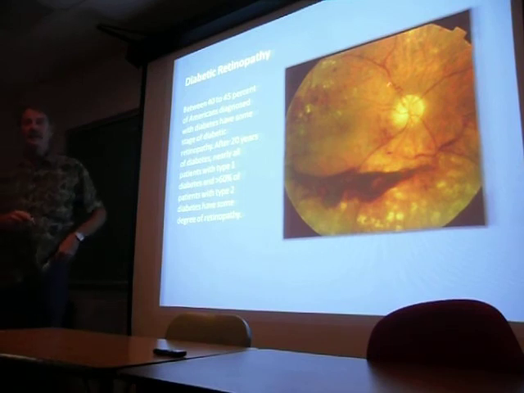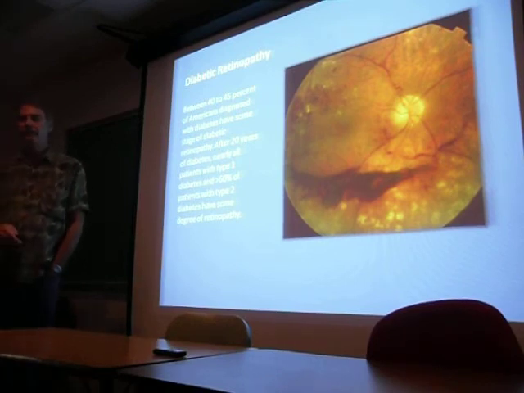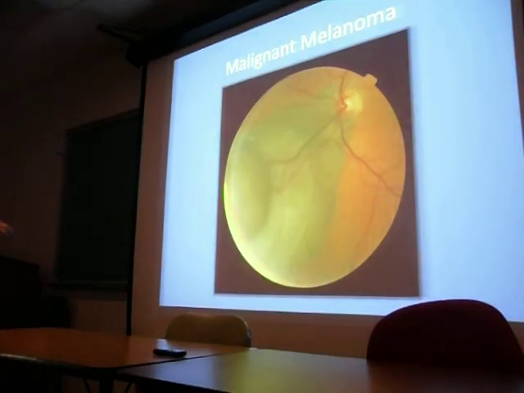This is diabetes. You can see little aneurysms in the arteries. This is probably a ruptured aneurysm that's bleeding underneath the retina. You see what are called cotton wool spots here. Basically, this is the number one cause of blindness in this country, diabetes. Almost everybody, after 20 years of diabetes, nearly all patients will have some degree of retinopathy like that. So, here's a malignant melanoma.